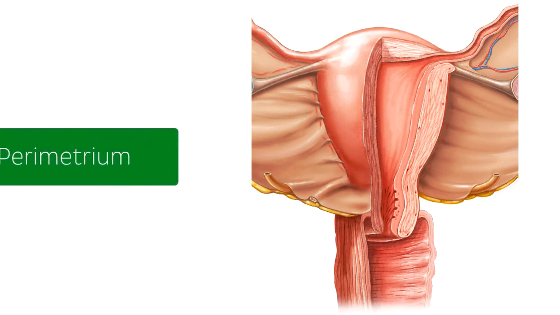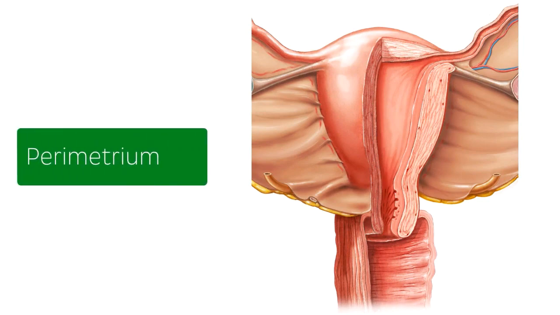The perimetrium, or serosa, is our outer layer of the uterus and is made up of mesothelium and a thin layer of loose connective tissue, and it's continuous with the peritoneum in the pelvic and abdominal cavities.